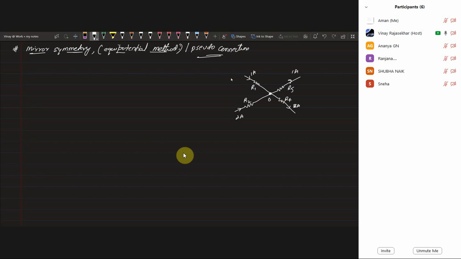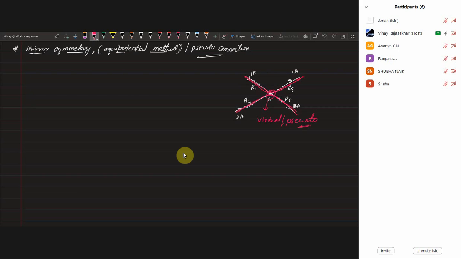So the 2 ampere current is just passing from R2 to R4, and the 1 ampere current is flowing from R1 to R5. So 1 ampere current is entering and leaving like this, and 2 ampere current is entering and leaving like this. Then we can say that this connection is a virtual connection or pseudo connection. Pseudo connection means there is no real connection between the resistors.